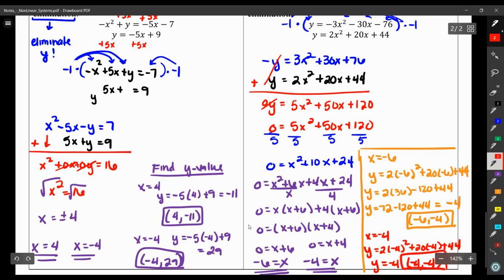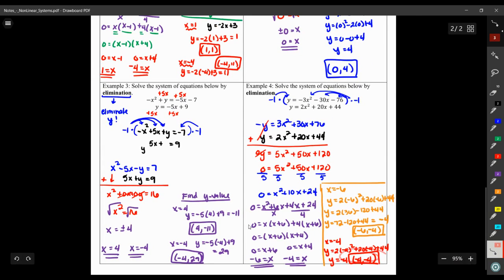And here were your two solutions for this example. Substitute negative 6 and you should end up with a y value of negative 4. Substitute negative 4 and you get another y value of negative 4. So these two coordinates have the same y value, yet different x's.